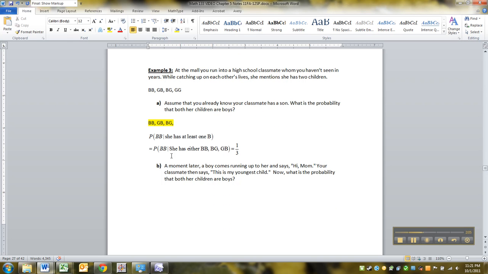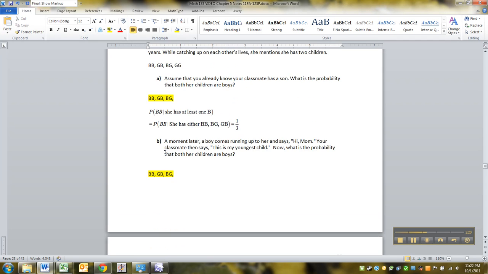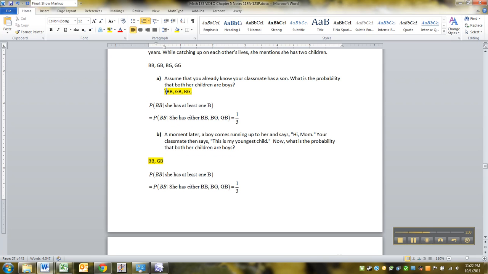Now what about this: a moment later, a boy comes running up to her and says, "Hi, Mom." Your classmate then says, "This is my youngest child." Now, what is the probability that both her children are boys? Let me take what I did before. When you meet the kid and the kid is the youngest one, then you know automatically that boy, girl is off the table. So now you only have 2 possibilities, because girl, girl is out from the first one, and now boy, girl is out, because the boy is the younger kid.